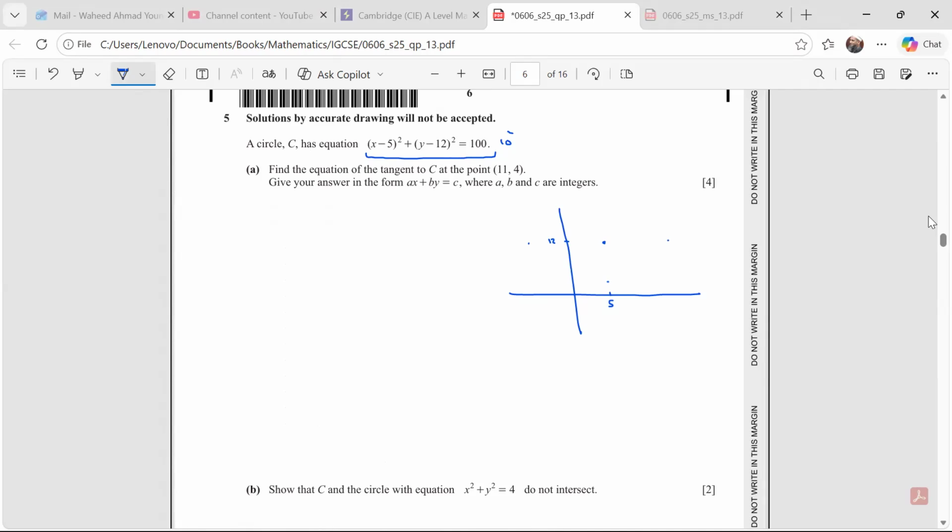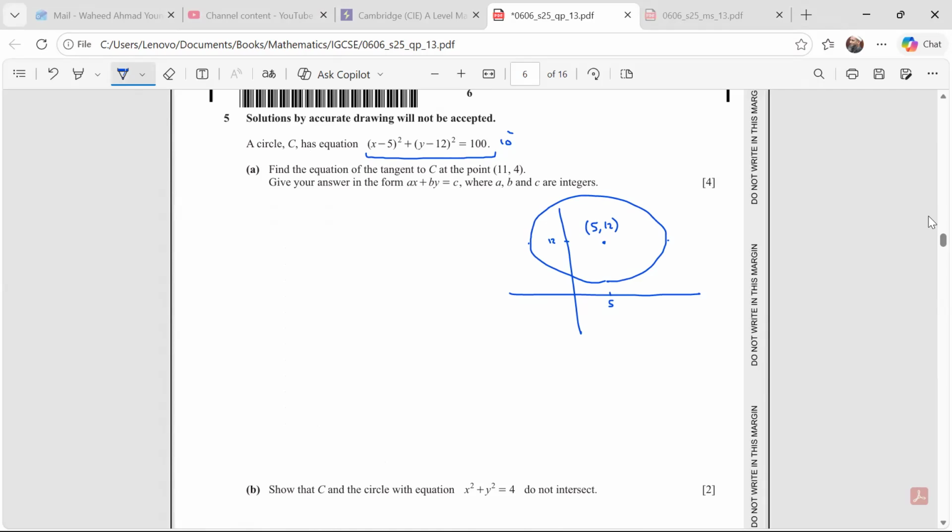So this is going to be 2 here, something like this. This is the shape of the circle. So the center of the circle is at 5, 12. Remember this. And its radius is 10. Now find the equation of the tangent to the circle C at point 11, 4.